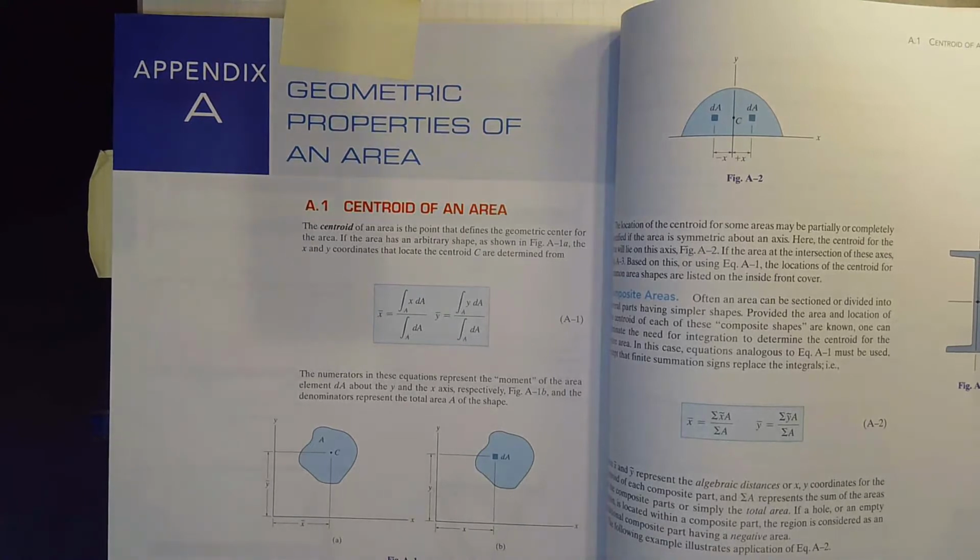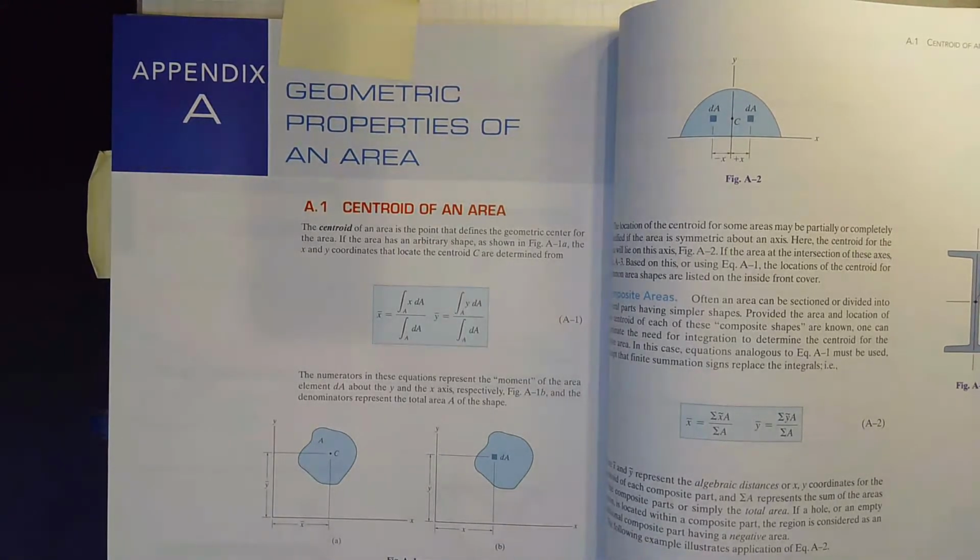Hi there. Today we're going to look at geometric properties of an area, specifically centroids and moments of inertia. For those of you who either didn't have this previously or took it previously but forgot about it, we're going to go over this. We're going to start with some of the theory, and then we're going to talk about some of the practical applications and how we actually use it.